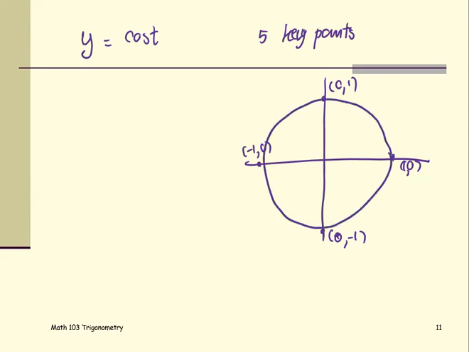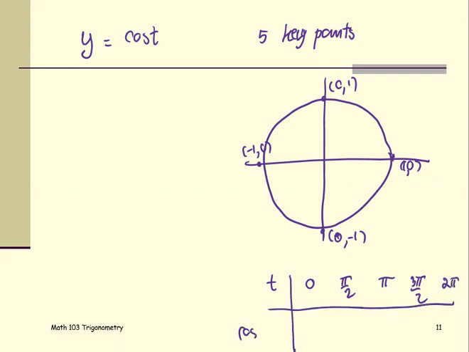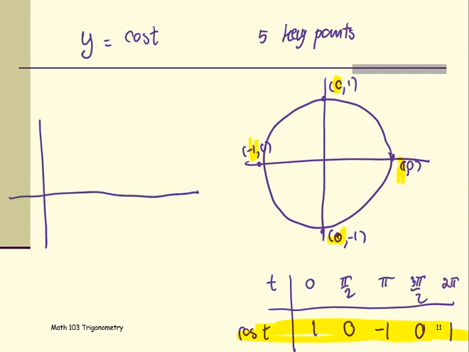Then we can make a list of angle t: 0, pi over 2, pi, 3 pi over 2, and 2 pi to finish one cycle of the graph. The cosine of t, which is the first coordinate, is going to be 1, 0, negative 1, 0, and positive 1. So we consider these numbers as the 5 key points of y equals cosine t and use them to sketch the graph in a quick way.